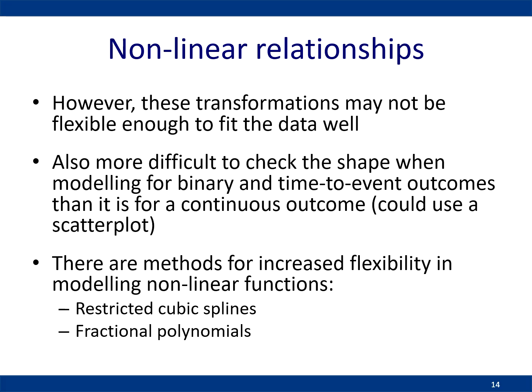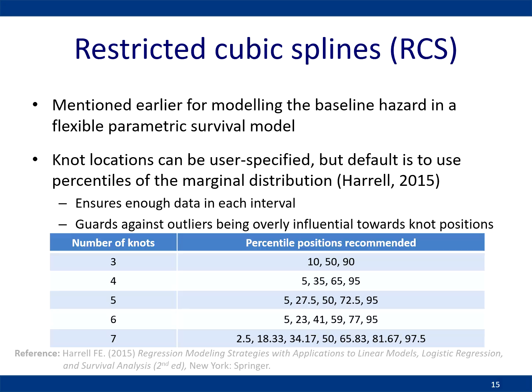Also, for binary and time to event outcomes, we can't simply plot our data like we can for a continuous outcome and see what shape the relationship takes. So we have to rely on other methods for selecting an appropriate function. So what I want to discuss now are some other methods we can use for increased flexibility of modelling nonlinear functions, and these are restricted cubic splines and fractional polynomials.